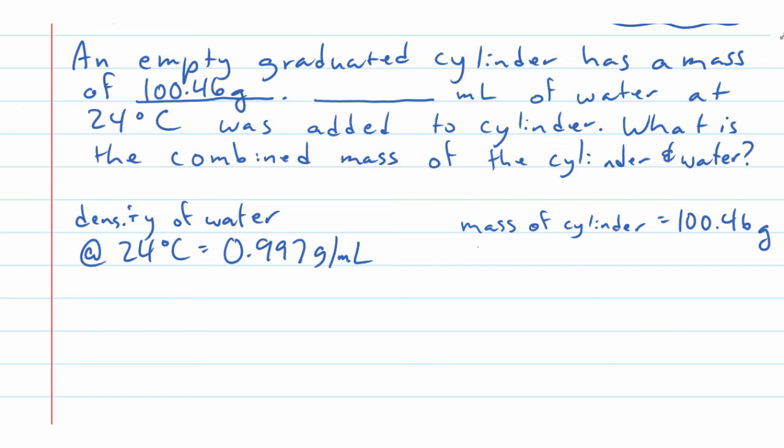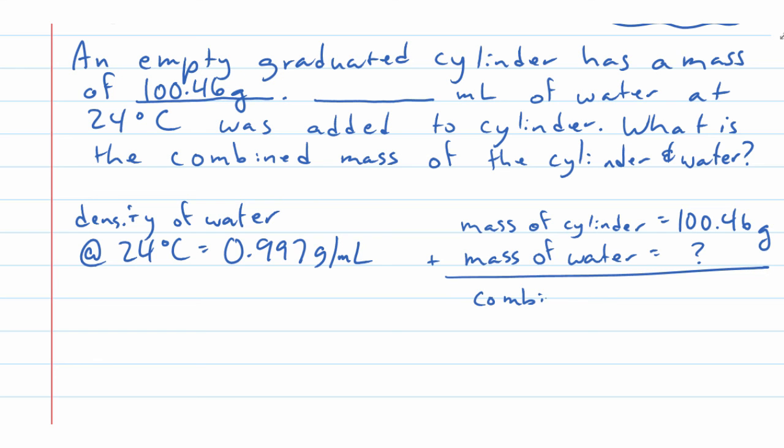Now, do we know what the mass of the water is? I know I could put that on the balance, but I'm not going to do that. Do we know what the mass of the water is? No, we don't. Now we do know the volume, and I'm waiting for those air bubbles to come out, so we'll come back to that. So the combined mass would simply be, how do we find the combined mass with these two? Add them together. And of course, that's going to give us the combined mass of the cylinder and water.